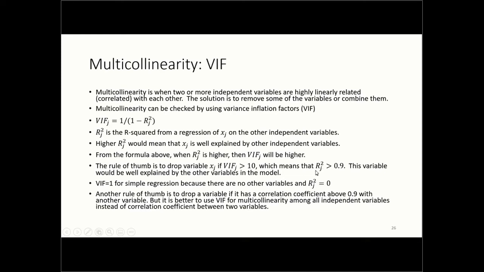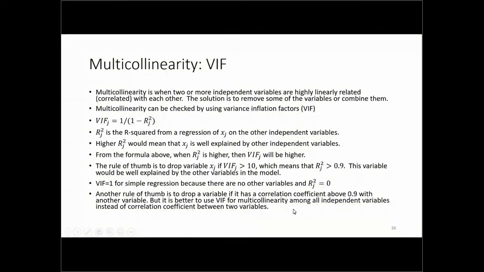This means that this variable would be well explained by the other variables in the model. Think about what this R squared means. It is basically how well the rest of the variables explain this variable. If the rest of the variables explain more than 90% of the variation for this variable, then this variable is kind of redundant in the model and should not be included. A side note is that VIF equals 1 for simple regression because there are no other variables, so this expression would be 0, and the VIF would be 1.